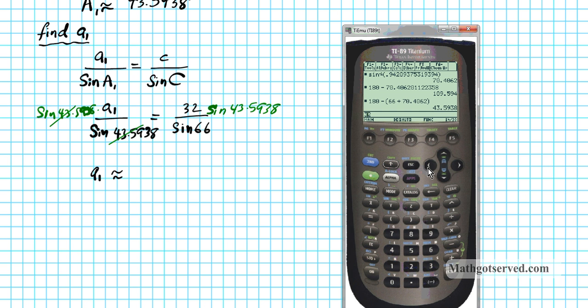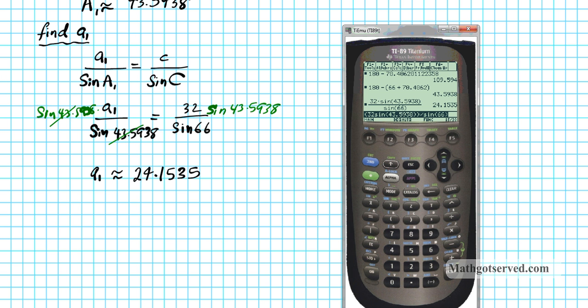Let's put that in parentheses, the numerator in parentheses, sine the answer that we got here, close that, divided by sine 66. And our final answer is going to be 24.1535. Okay, so a1 is approximately 24.1535.